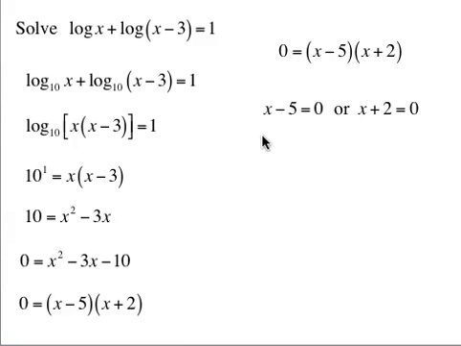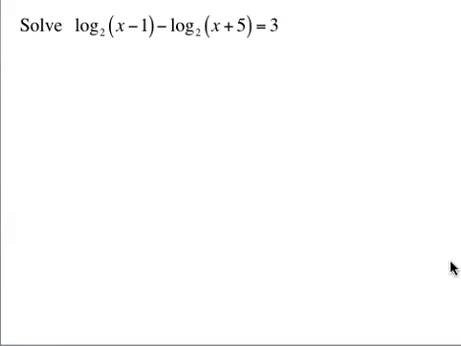So x minus 5 is 0 or x plus 2 is 0, so x is 5 or x is negative 2, except if you plug negative 2 in, log negative 2, not acceptable. Log negative 2 minus 3, log negative 5, not acceptable. Negative 2 is not in the domain. You cannot take a log of a negative number. Log 5 is okay, 5 minus 3, log 2, that's okay. So the only answer I have here is 5. That's the only one that is in the domain of the function.